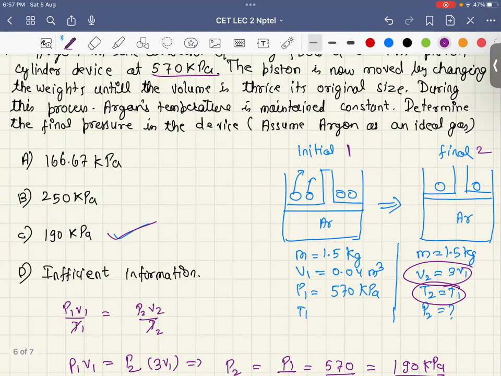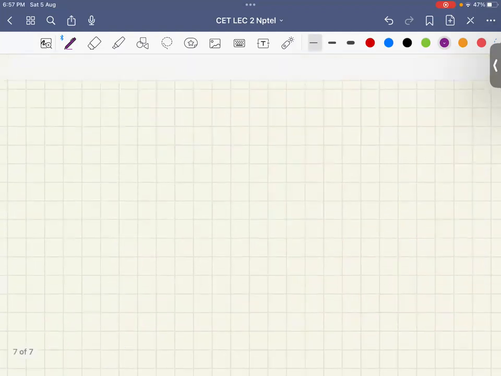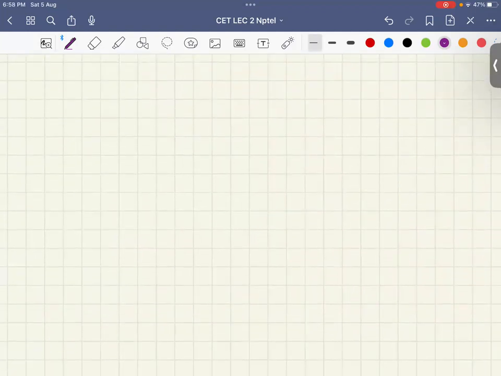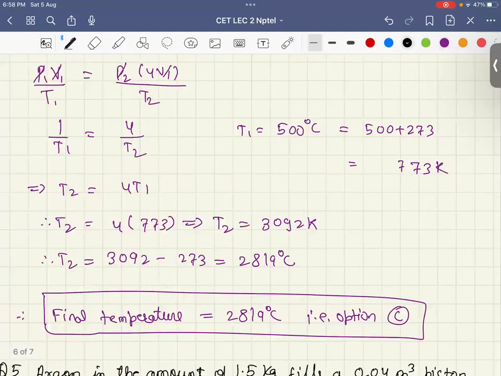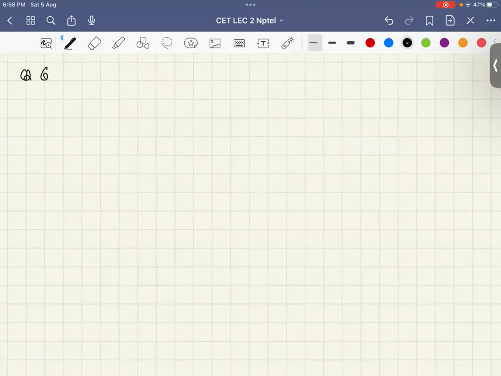We'll move on to the next question. It's a match the pair type of question related to the first question. This is question number 6. I am going to give list 1 and list 2, and you have to match.